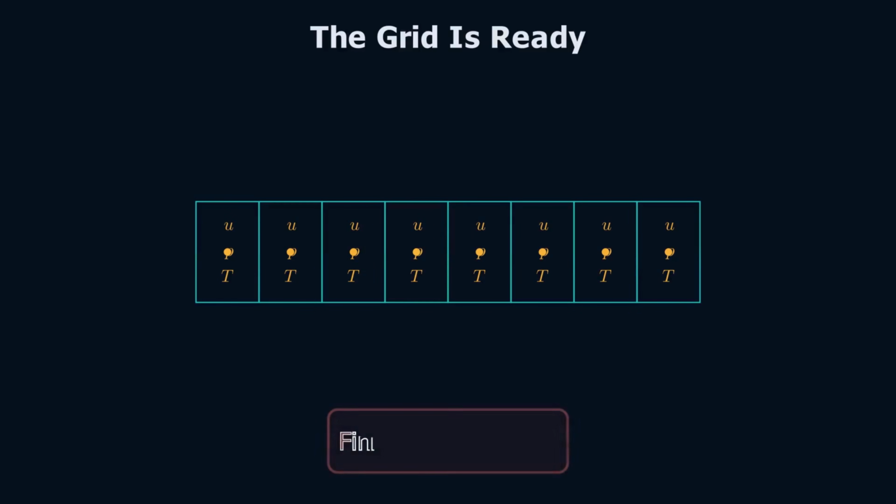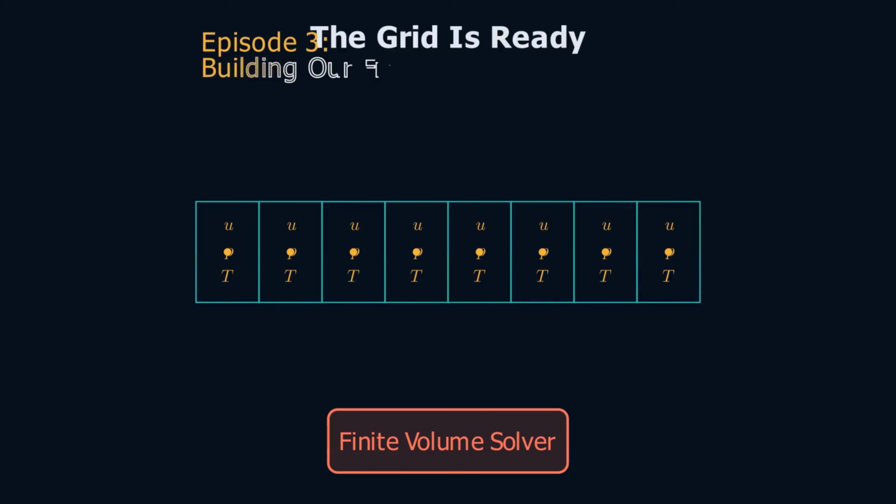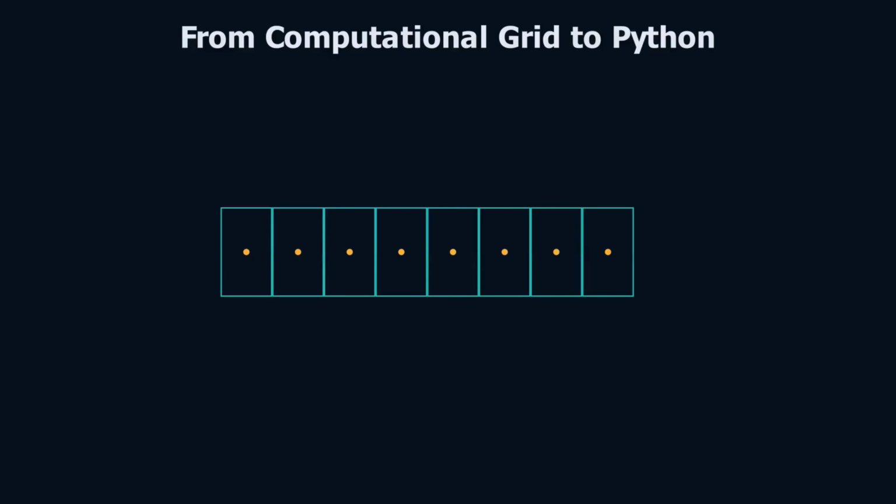The only thing missing now is the mathematical algorithm that updates these values. In the next episode, we'll write the first finite volume equation and finally begin building the CFD solver. Every cell has a well-defined center where the solver will store variables such as velocity, pressure, and temperature.